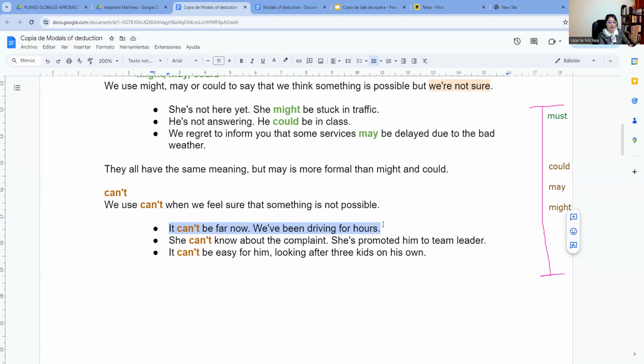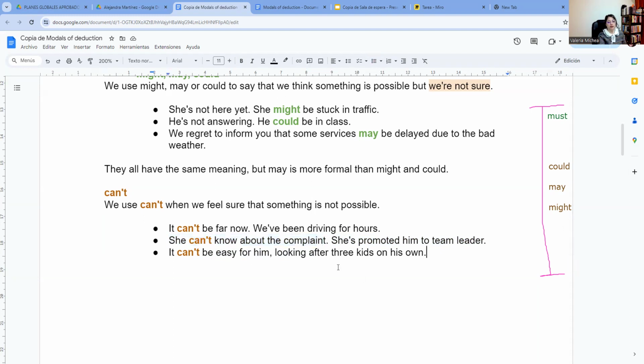So I have some evidence that our destination can't be far. Then, she can't know about the complaint. She's promoted him to team leader. So I have the evidence that this person was promoted. So it's pretty obvious to me that she can't know about the complaint, that she doesn't know anything about the negative situations about this person.